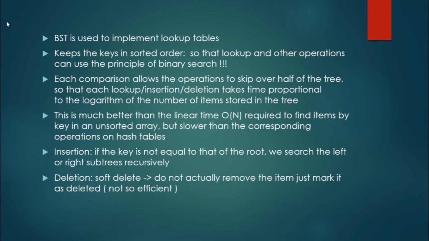So each comparison allows the operations to skip over half of the tree, so that each lookup, insertion, and deletion takes time proportional to the logarithm of the number of items stored in the tree. This is the logarithmic time complexity, of course. So this is much better than the linear time required to find items by key in an unsorted array, but slower than the corresponding operations on hash tables. We are going to talk about hash tables because the question is the same.